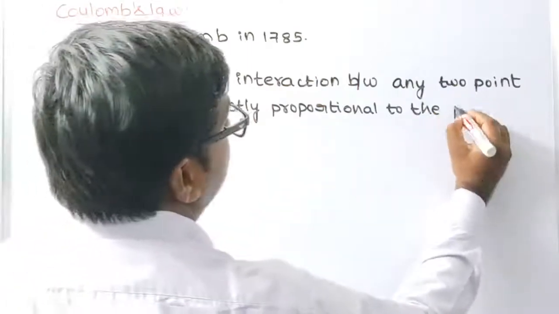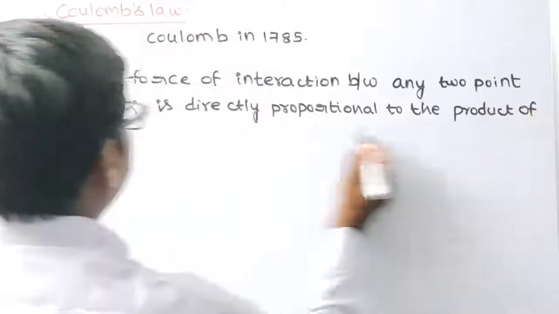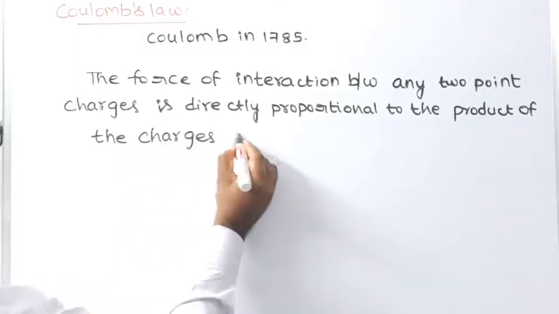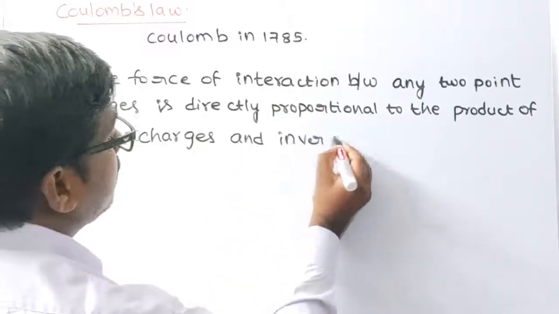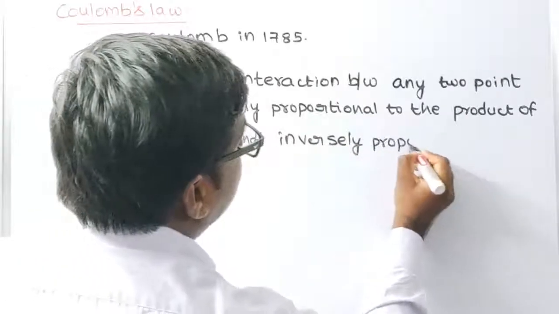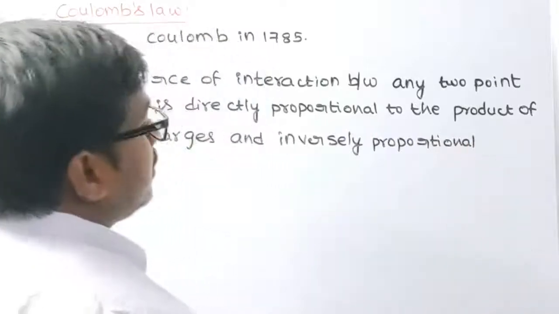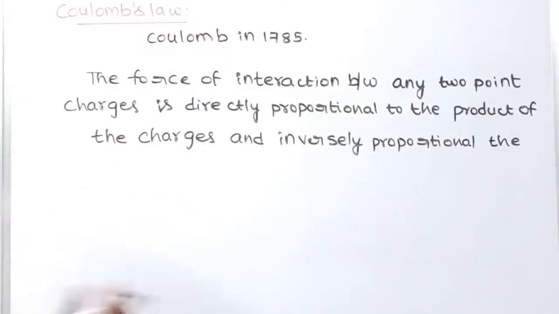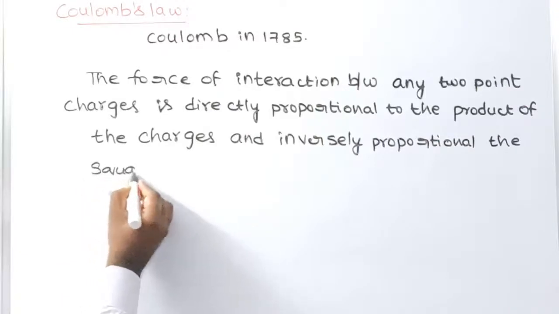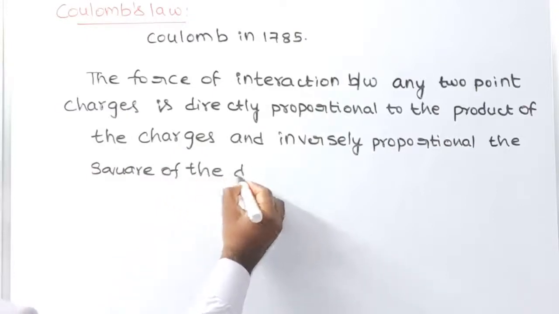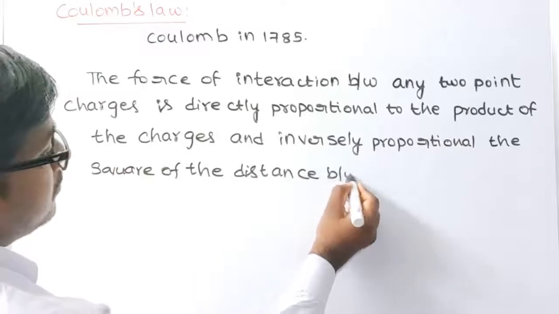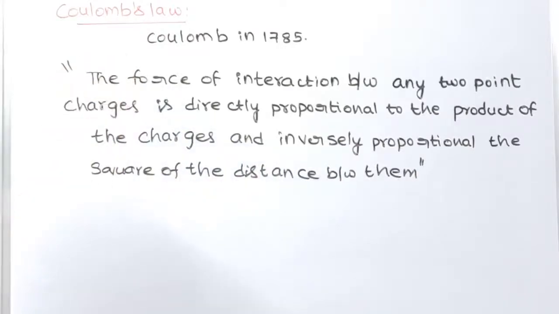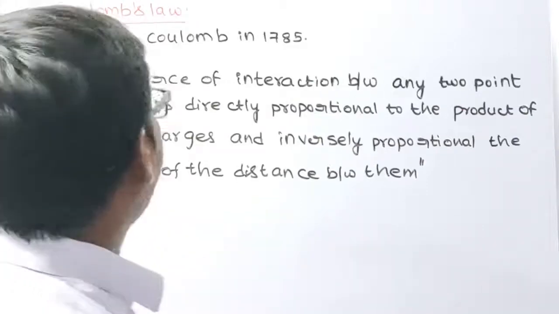The product of the charges, and inversely proportional to the square of the distance between them, the square of the radius, and acts along the line joining the two point charges. This is Coulomb's law.